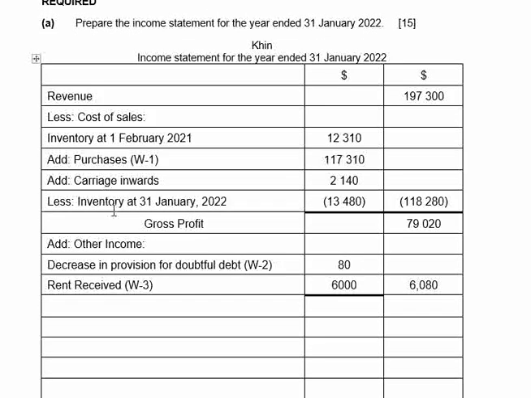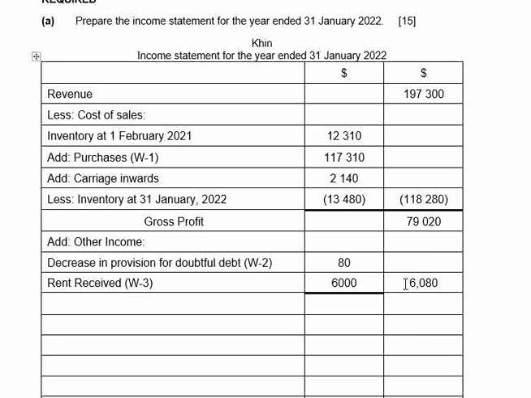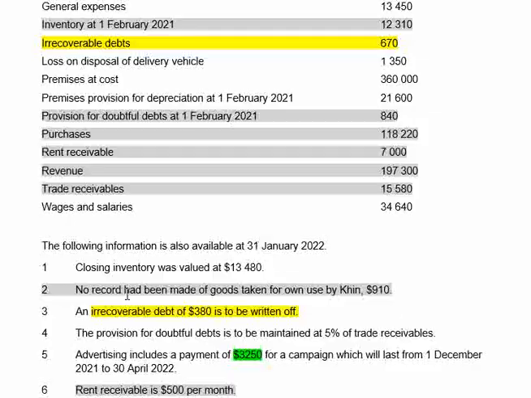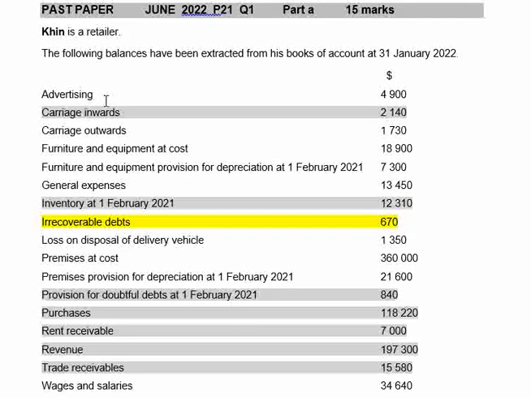So we are doing this question and we have reached this point. Now if we remember the format, after other income you have to subtract expenses. There are a lot of expenses there, so we will see in the question. We will start from the top.